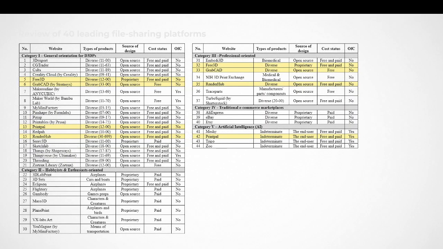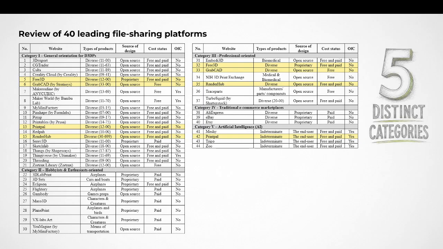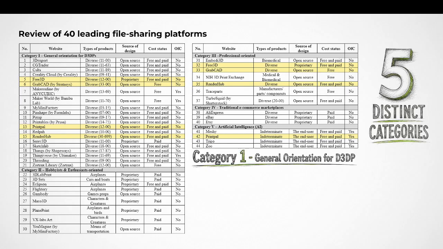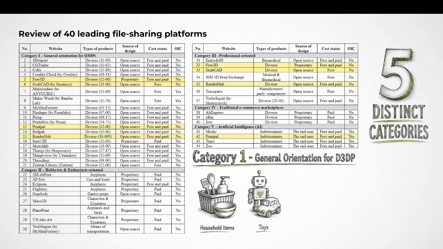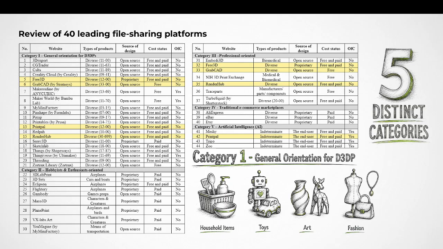A systematic review of 40 leading file-sharing platforms reveals that they can be classified into 5 distinct categories. First, general orientation platforms such as Thingiverse, Printables, and MakerWorld. These offer a wide array of product categories, such as household items, toys, art, and fashion, and sometimes feature built-in customization tools for the end user.